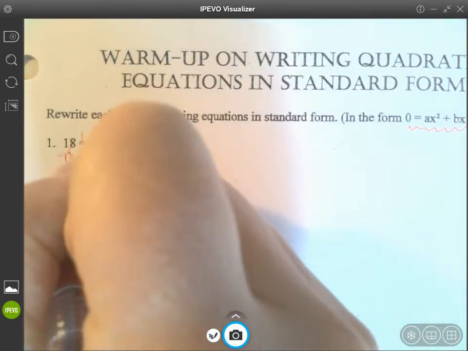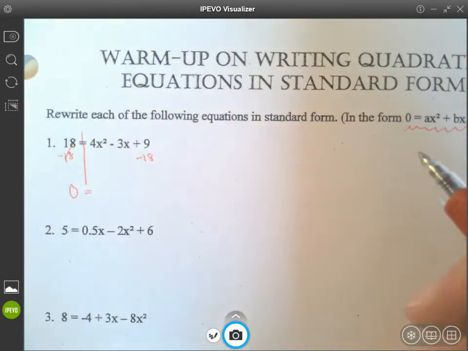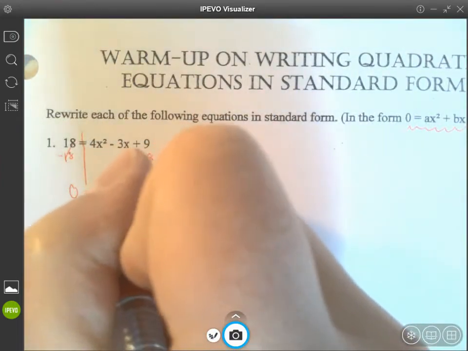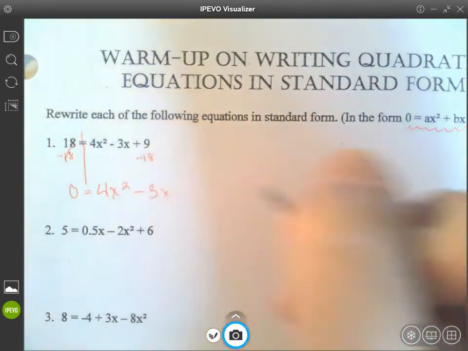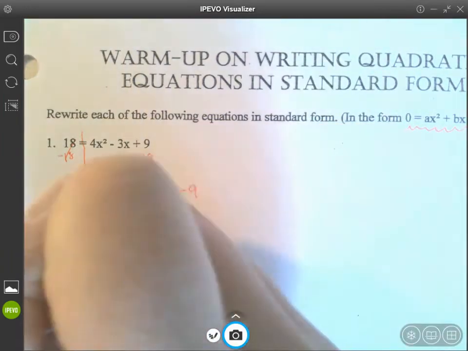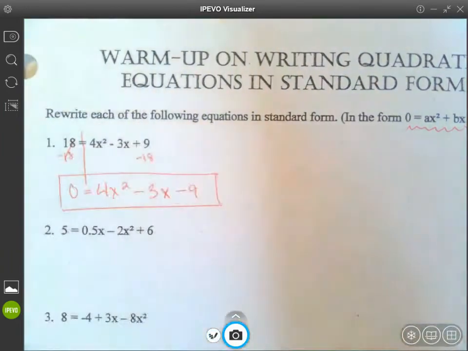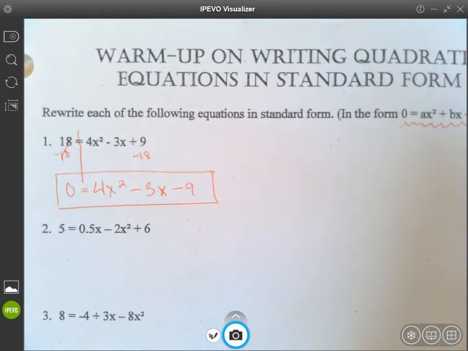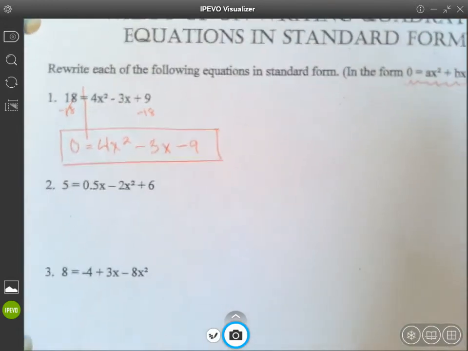All right, so here's my 0 equals. We want to go in standard form. A positive 4x squared, a negative 3x, and then what? Then minus 9. All right, there you go, standard form. Now, these are pretty simple. You're only moving one thing. You could have various ideas to move. All right, let's look at number 2.